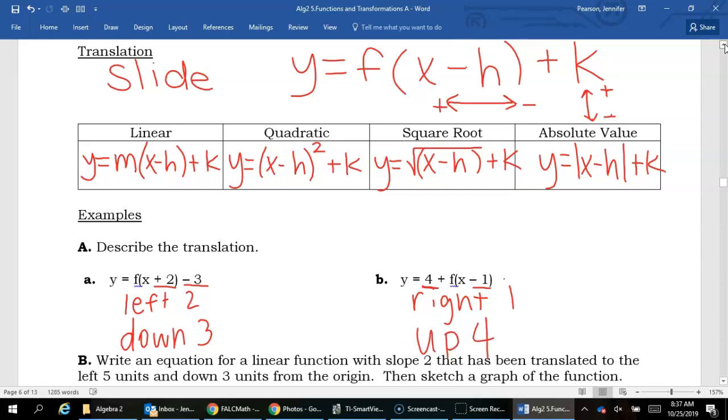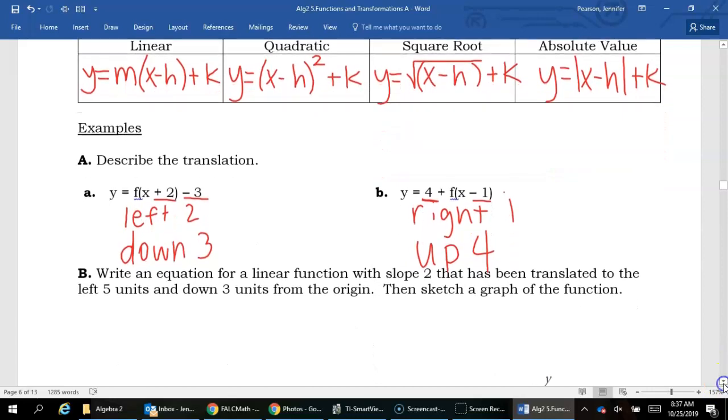So the sideways number is always inside the parentheses. The up and down number is always outside, usually at the back, but it could be at the front or the back.